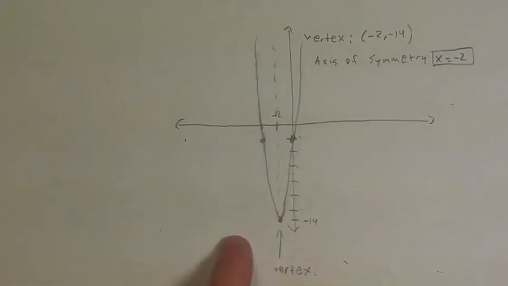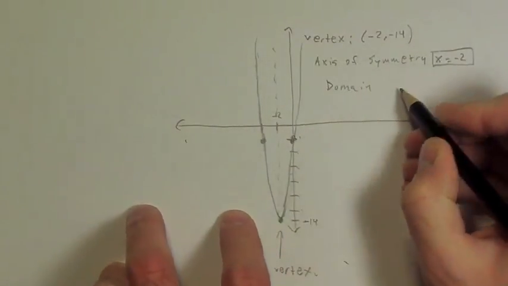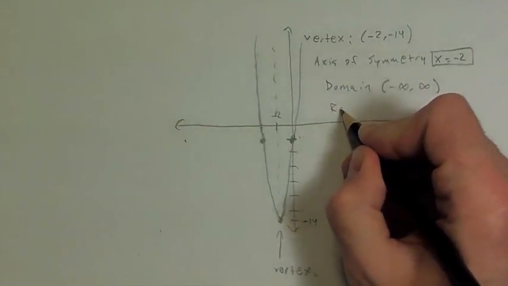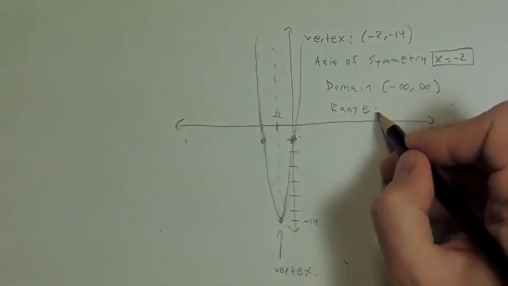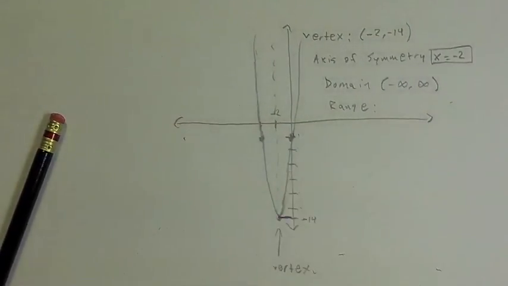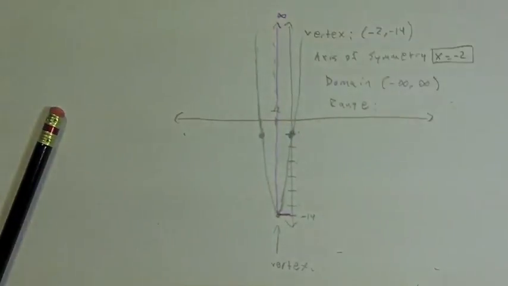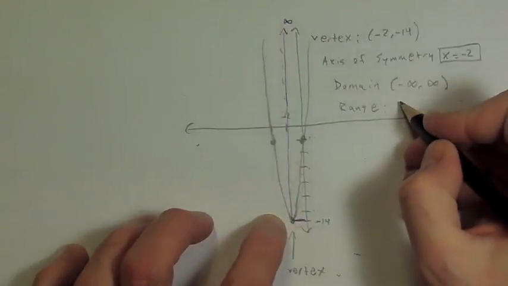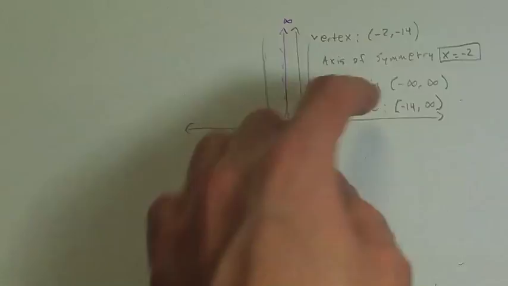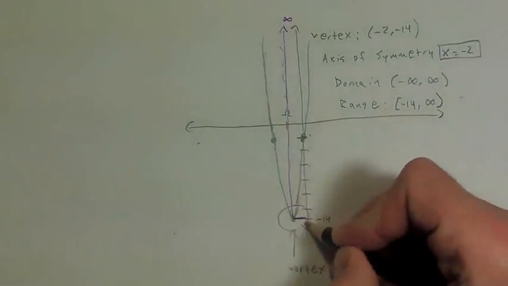Now, what else do we have? We know the domain is -infinity to infinity. That's true of all quadratics. And we know that the range, well, since we're opening up, the range is going from -14 up to infinity. All right, so the range is going to be -14 to positive infinity. And we got that also from the vertex. We also know that this is a minimum.